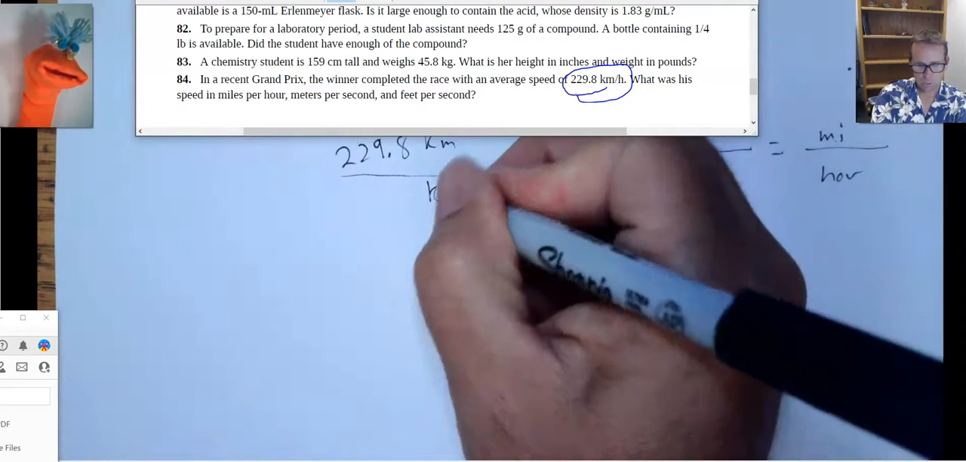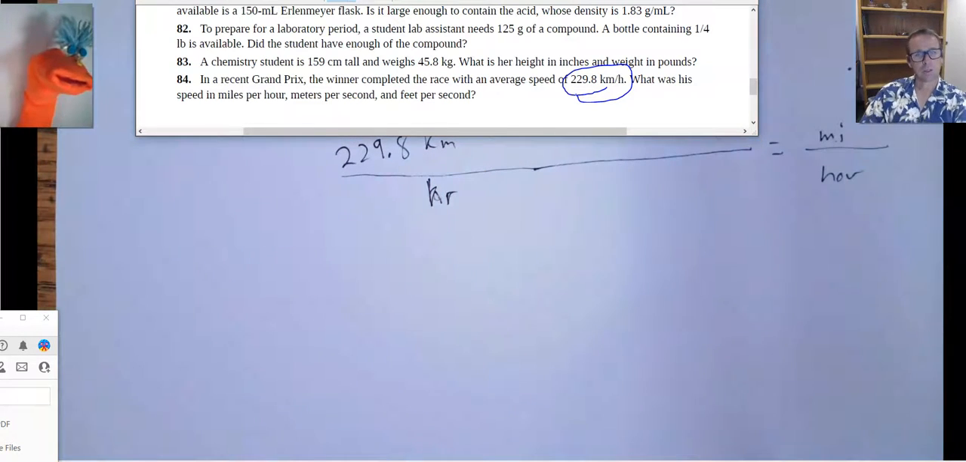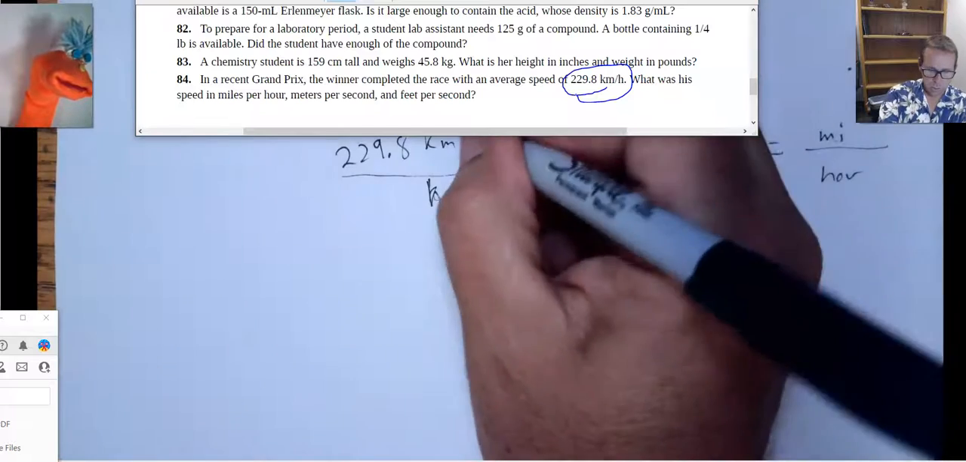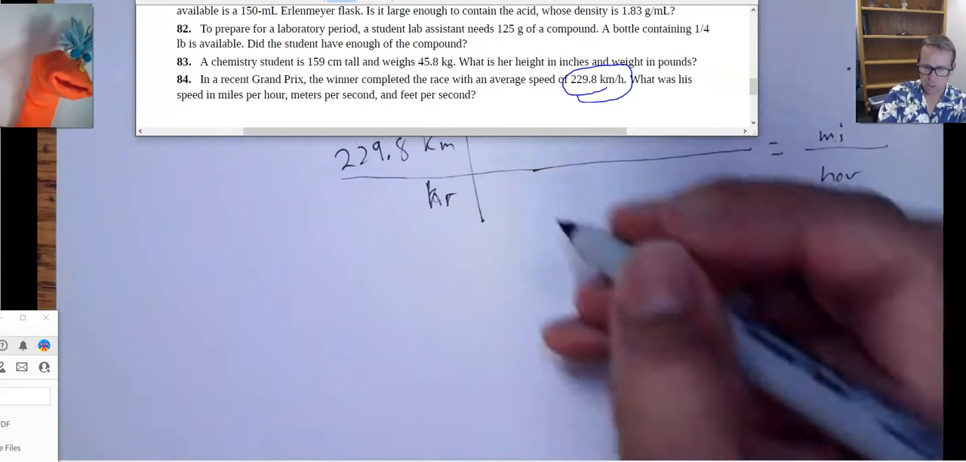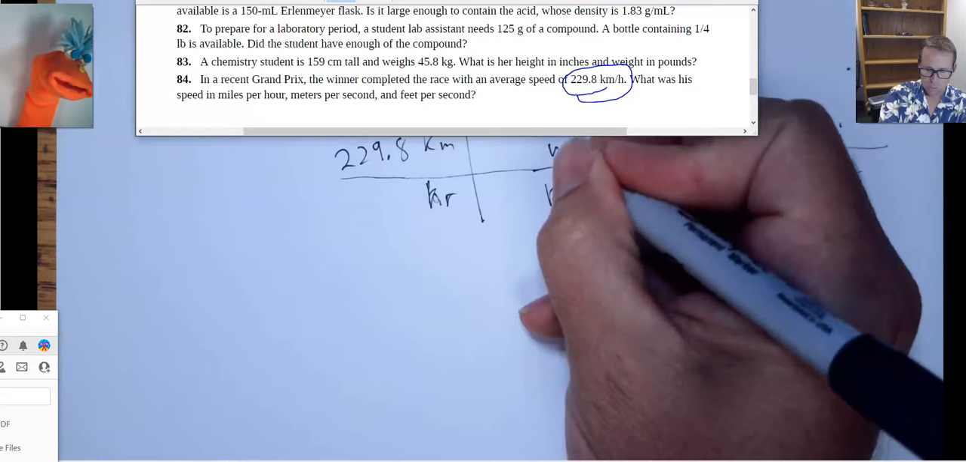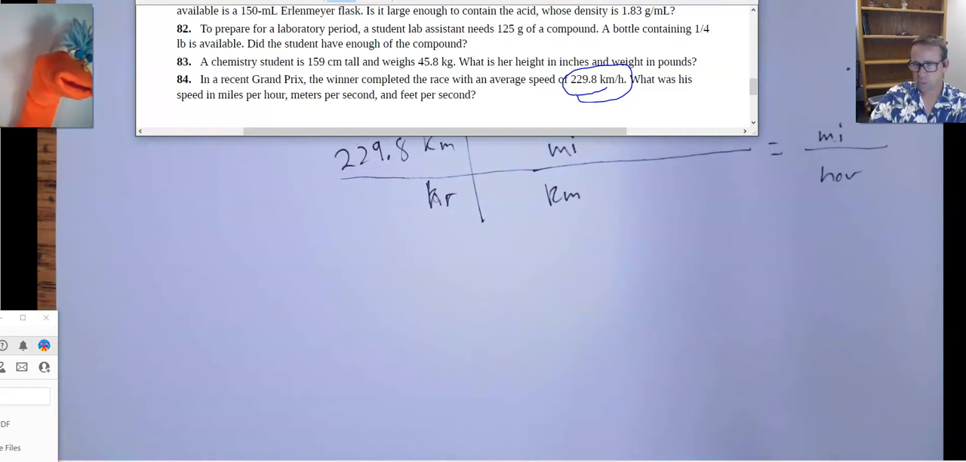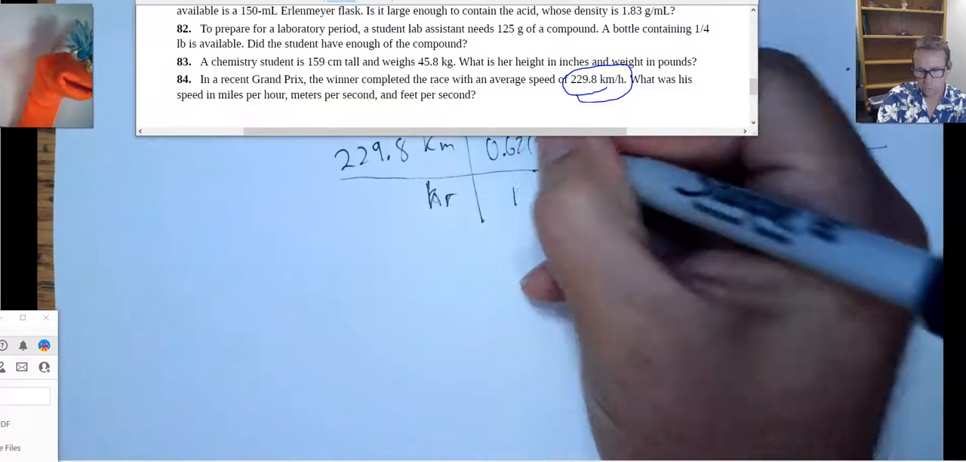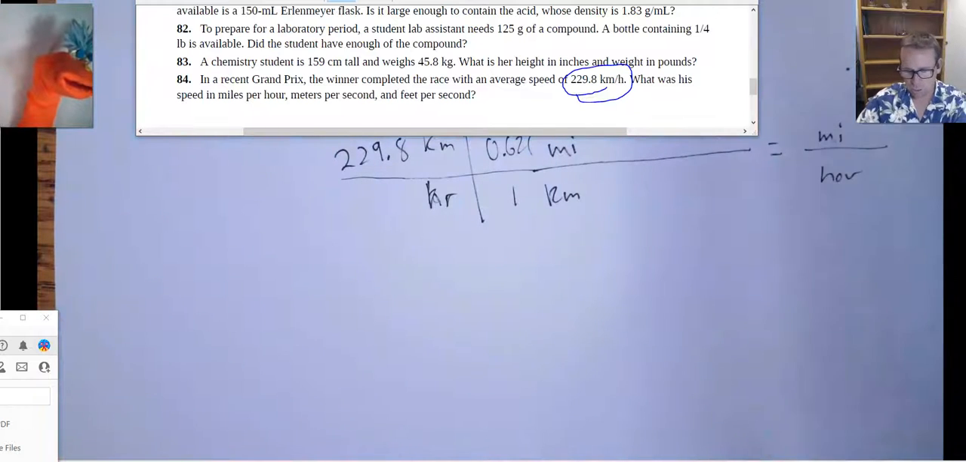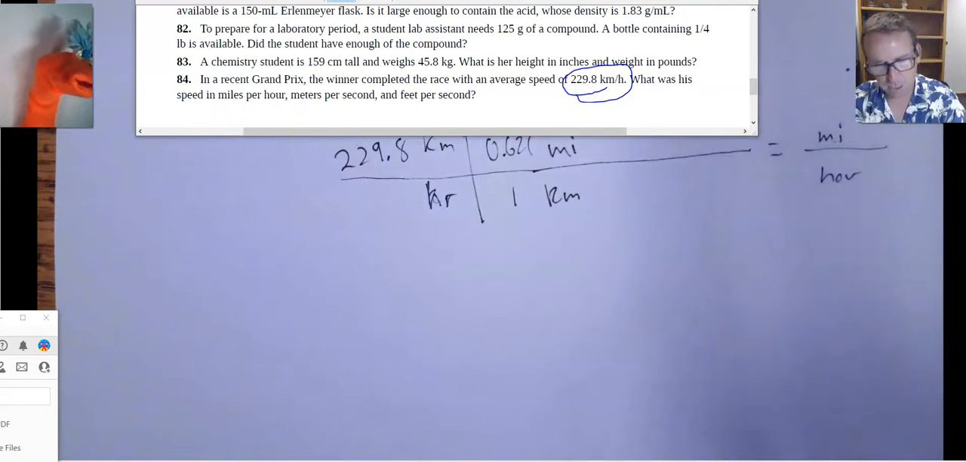Kilometers per hour, or HR right here. All right. So I have hours on the bottom. I just need to get kilometers to miles, right? How many miles in a kilometer? 1 kilometer is 0.621 miles. So that times 0.621 will give me the miles per hour.